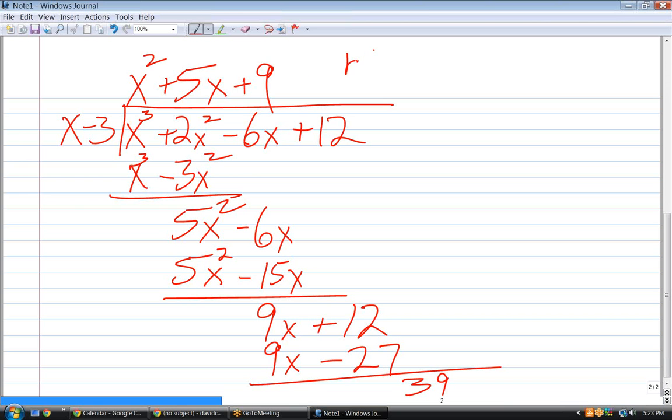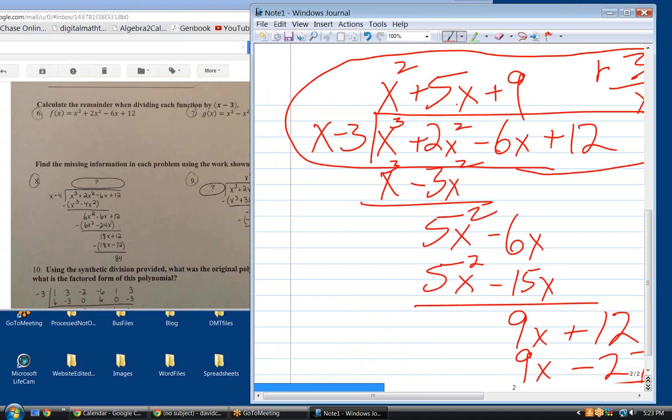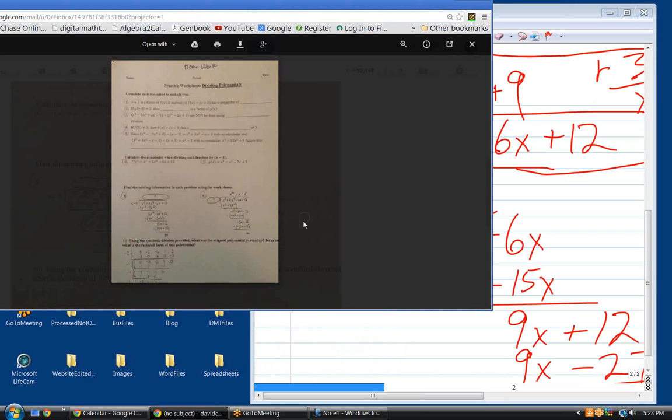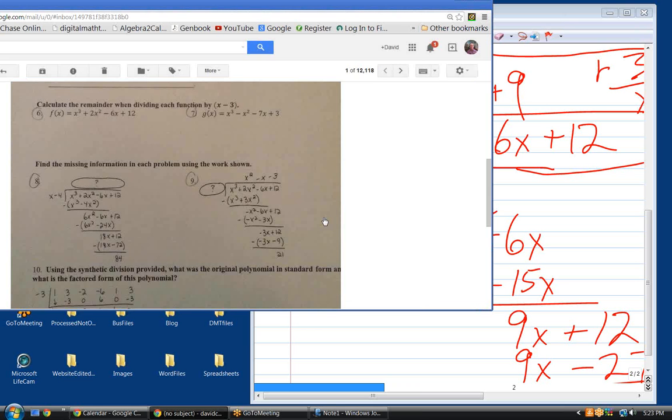So we have a remainder of 39, and technically the remainder is 39 divided by x minus 3. So that's the answer. When you divide that polynomial by x minus 3, you get this quadratic with a remainder of 39. Whether she wants your remainder as 39 or 39 divided by x minus 3, I'm not sure. Technically, I would go ahead and say 39 divided by x minus 3, because here's the thinking.